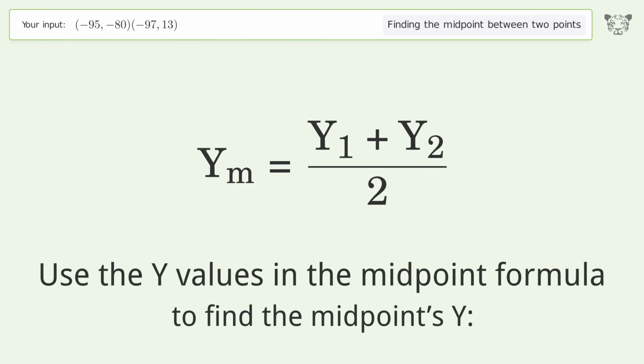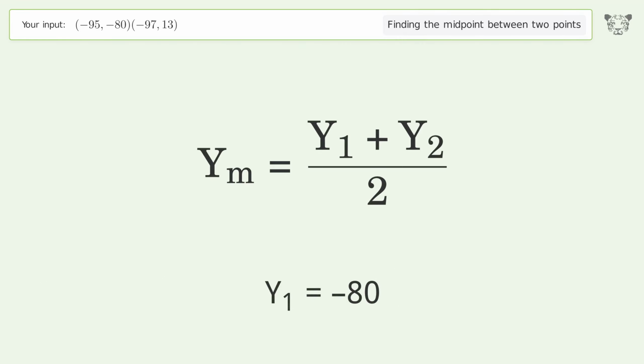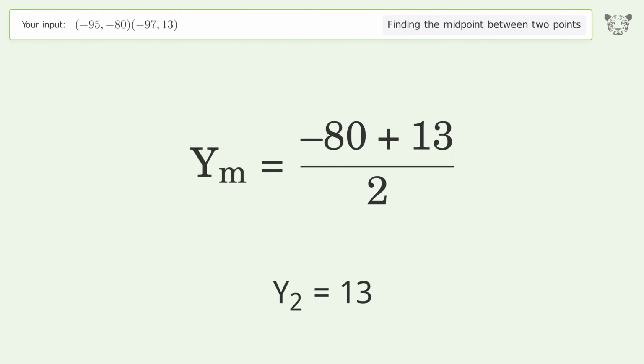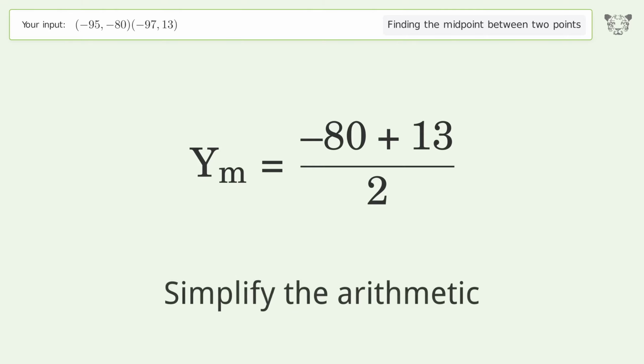Use the y values in the midpoint formula to find the midpoint's y. y1 equals -80. y2 equals 13. Simplify the arithmetic.